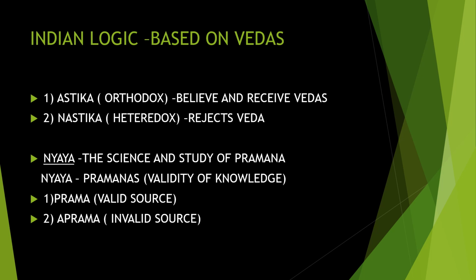Okay. Prama means valid source. Valid source means that we are getting concrete things to believe. Okay. Aprama means invalid source. The abstract ideas are there, and we have to find the answer to it. That is what we call Aprama. Okay. So I think you get an idea about what Indian logic is. It is based on Vedas, and those who believe in Vedas are known as Orthodox, and those who don't believe in Vedas are known as heterodox people. Okay. Nyaya is the science of the study of Pramana. Pramana is the validity of knowledge. It is divided into two. Valid source is known as Prama, and invalid source is known as Aprama. Okay.